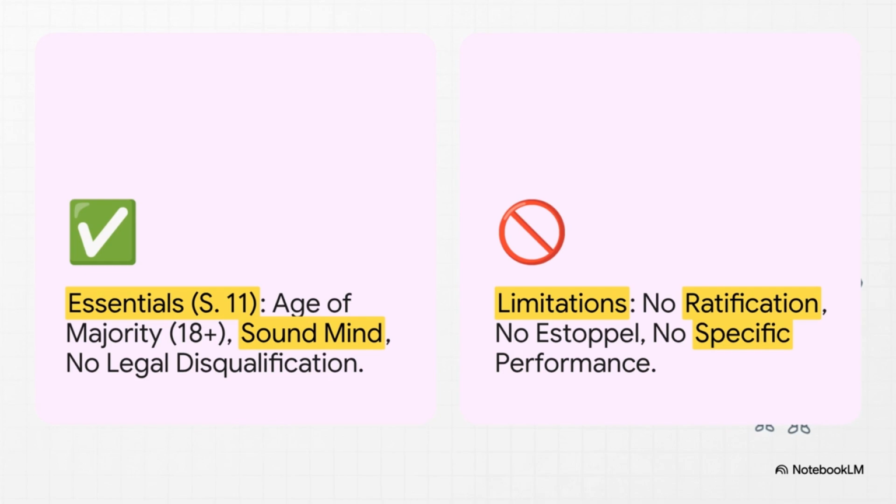Now, observe the stark limitations. First, no ratification. A minor cannot validate a void agreement after becoming a major. Second, no estoppel. A minor can always plead minority as a defense, even if they deliberately lied about their age. And third, no specific performance. A court will never compel a minor to carry out a void agreement.